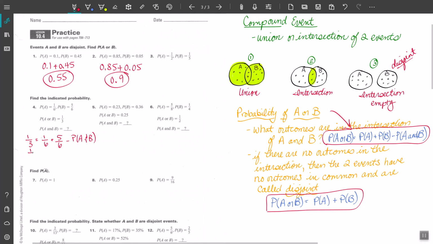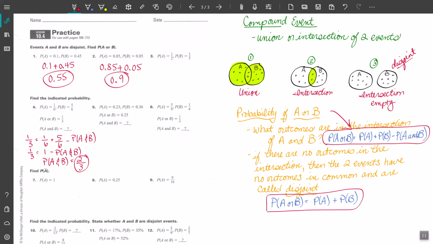All right, so I'm going to end up with, let's see, 1/3 equals 6/6, or 1. 1/6 plus 5/6 minus the probability we're trying to calculate. Subtract that 1 off both sides, and then I'm going to have to divide through by -1 to get rid of the negative sign here. So without showing all that algebra, we're going to end up with a probability of A and B at 2/3. So these are not disjoint. They do have an intersection that has some outcomes in common. The probability of A and B happening is 2 out of 3.